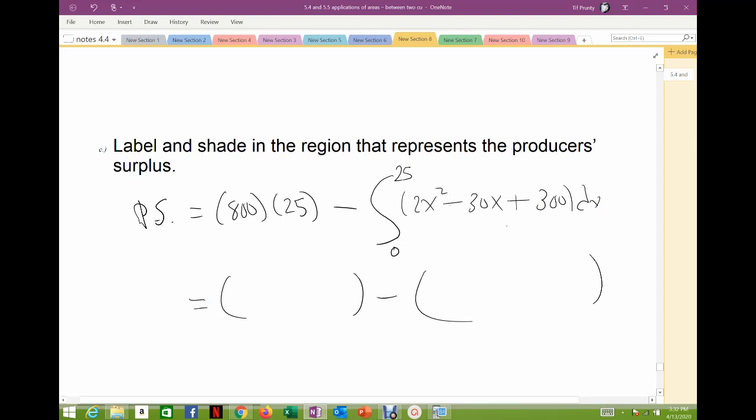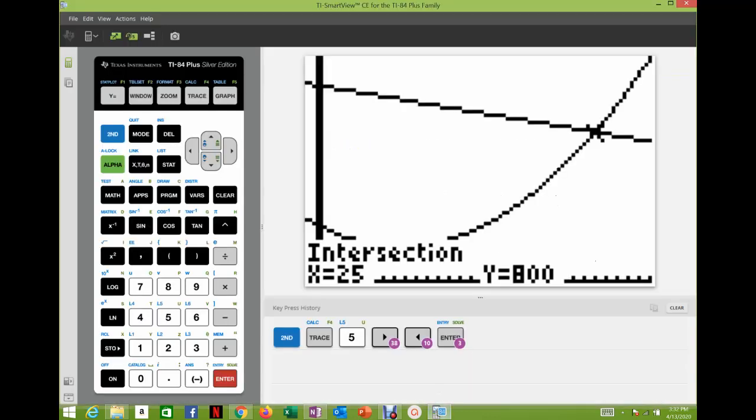Alright, which means I'm going to solve this part on the calculator. This I can just multiply out, that's 20,000. But I'm going to go solve this. I'm going to go to my calculator where I've got my picture, and I want to find the area under the supply curve. So make sure we're solving under the supply curve.